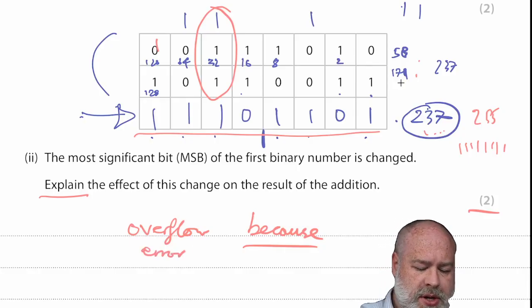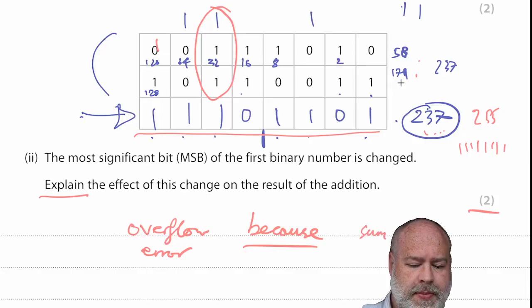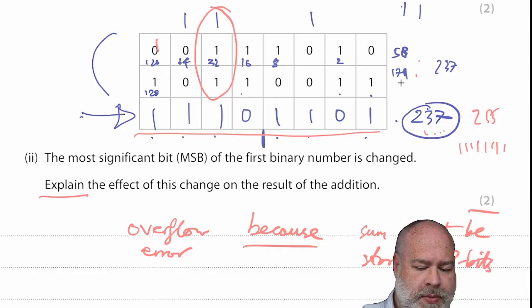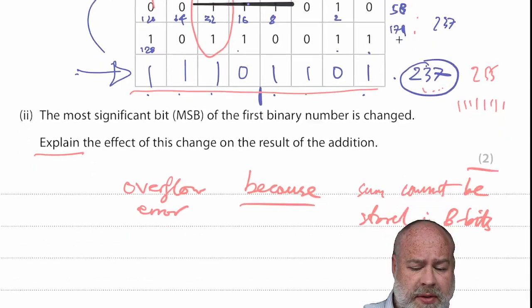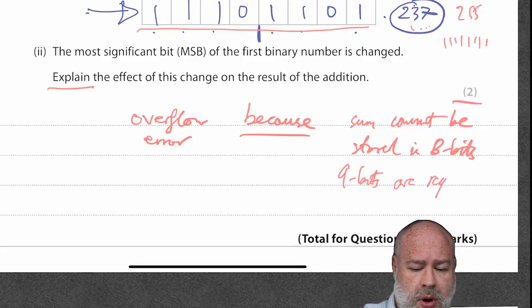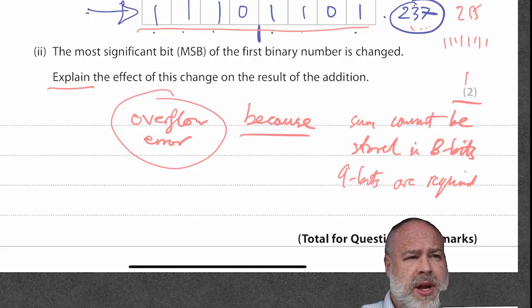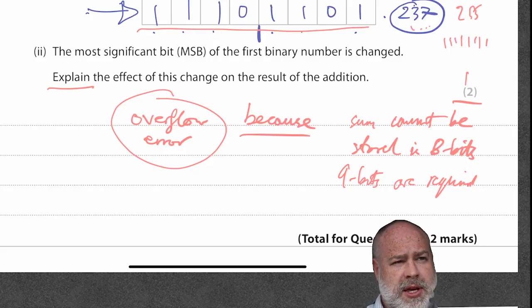Overflow error, I'm just abbreviating here, but overflow error because sum cannot be stored in 8 bits. And add a bit of extra detail if you need to. You can say 9 bits are required. Don't just write one thing, because you'll only get one of the marks. You've got to have a linked explanation. It was this because of this. Because isn't the only linking word, but it's the one you'll use the most for a linked explanation.